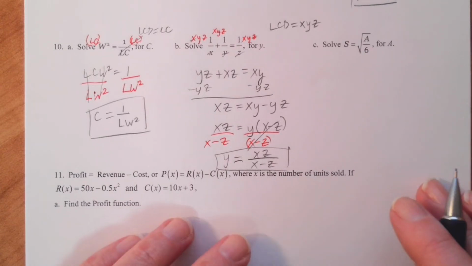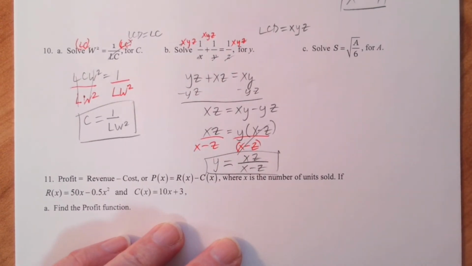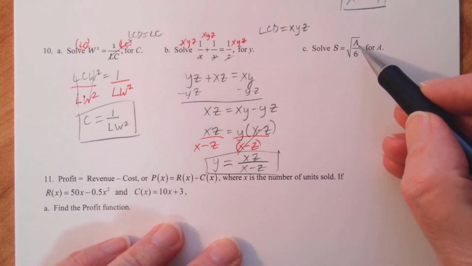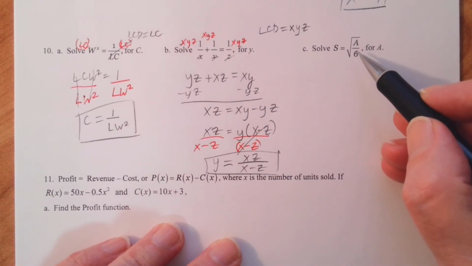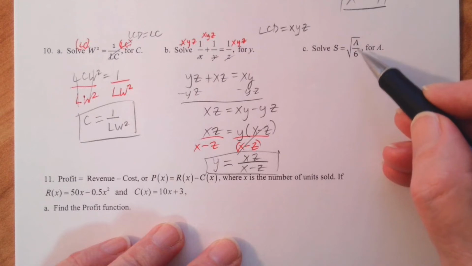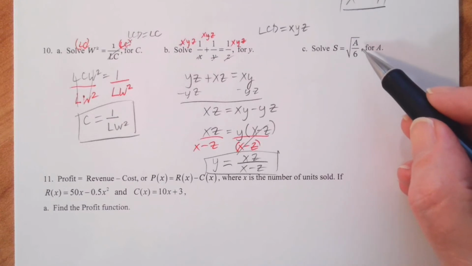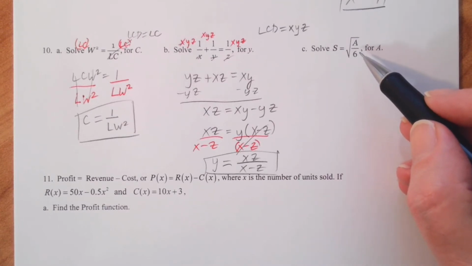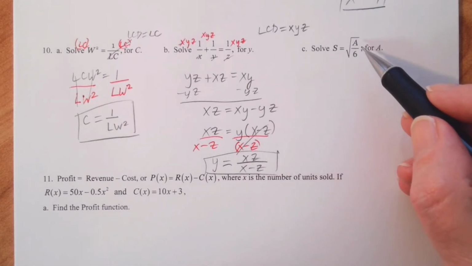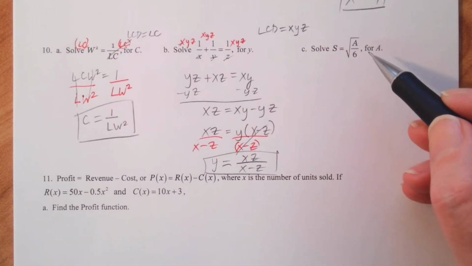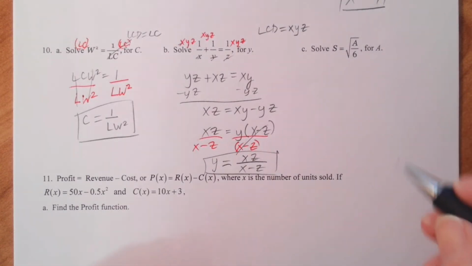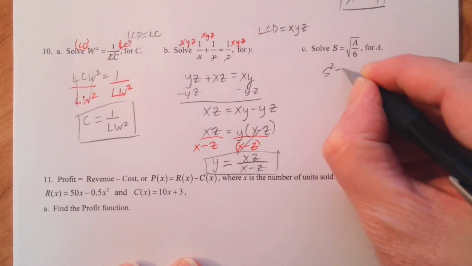All right, letter C, we got s is equal to the square root of a over 6, and we got to solve for a. Well, a is under a radical. We also have a fraction here, so we may have to do something with that. But right now, I can't really even get to the 6 here to clear fractions because a over 6 is under the radical. So the first thing I need to do is get rid of that radical. We're going to square both sides.